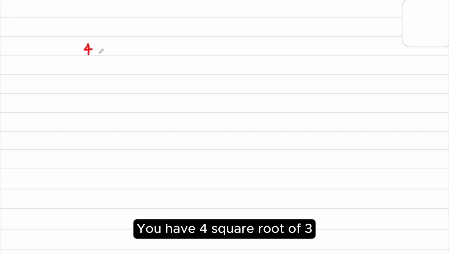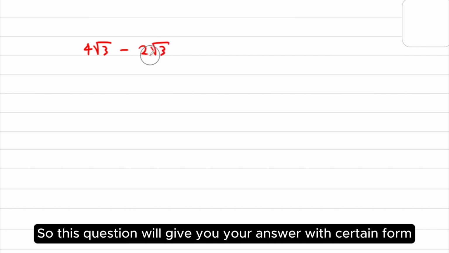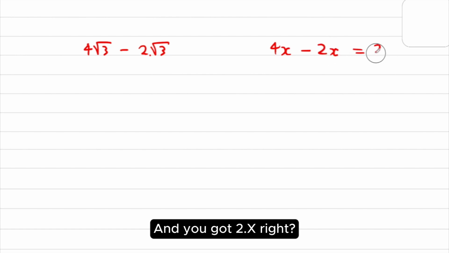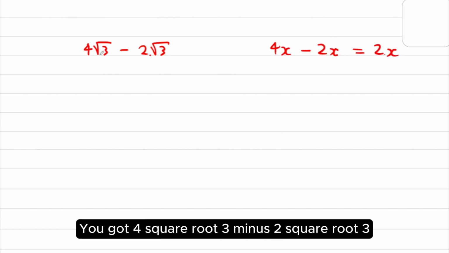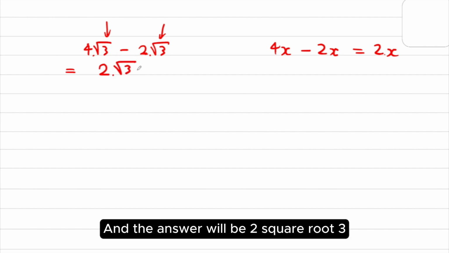You have 4 square root of 3 minus 2 square root of 3. This question will give you an answer in shortened form. That's like 4x minus 2x, and you get 2x, right? And for this one, you have 4 square root 3 minus 2 square root 3, so you have the same factor, square root 3. It's quite easy. 4 minus 2, you get 2, and the answer will be 2 square root 3.